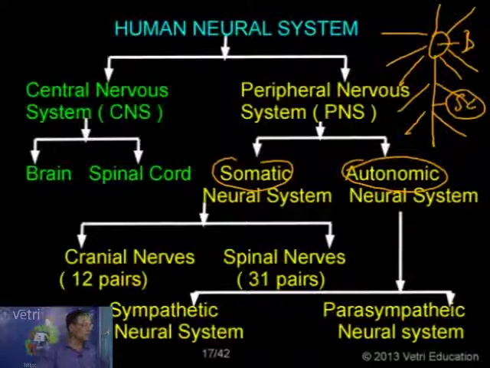So here are the two systems of the autonomic nervous system, and these two systems work antagonistically, that is, in an opposite manner, to maintain the balance of the body. They are the sympathetic nervous system and the parasympathetic nervous system. We will go into detail later. So these are all the various components of the neural system: central, peripheral, somatic, autonomic, then cranial nerves, spinal nerves, and then the sympathetic and parasympathetic neural systems.